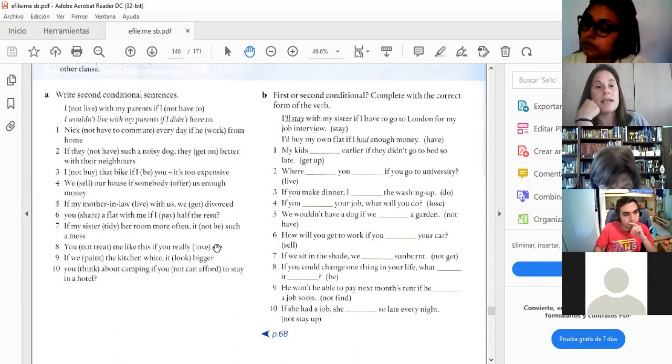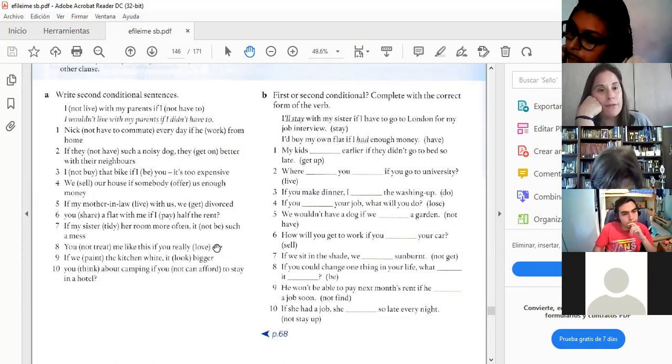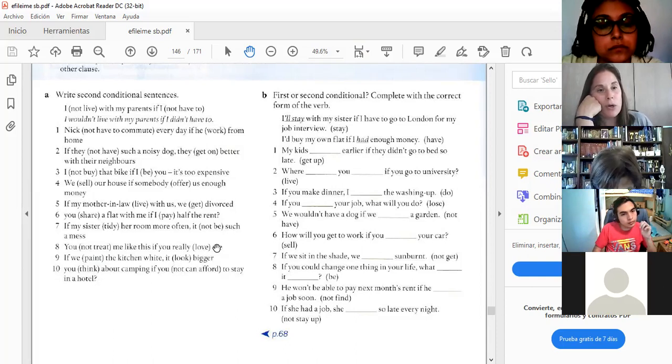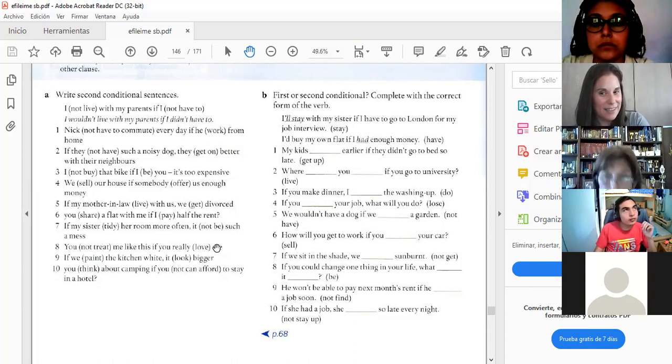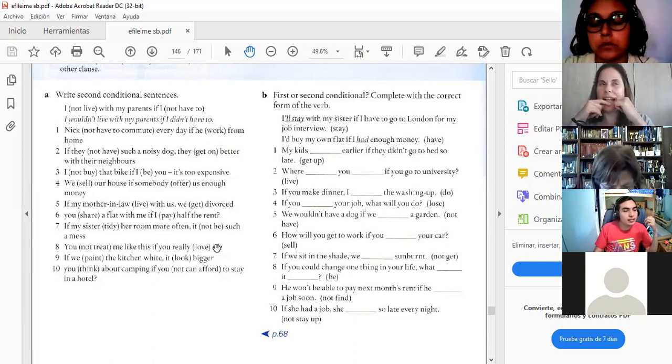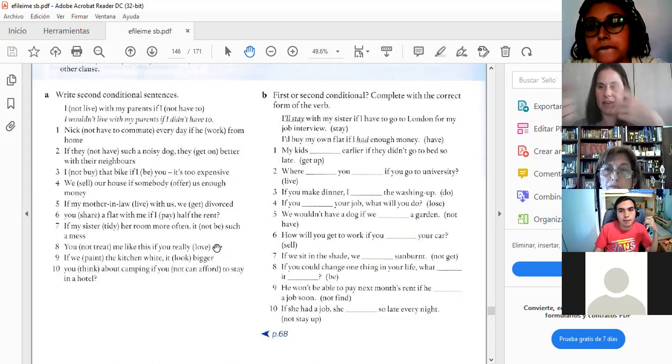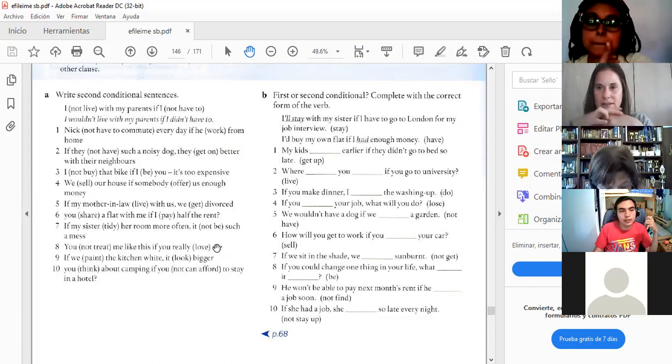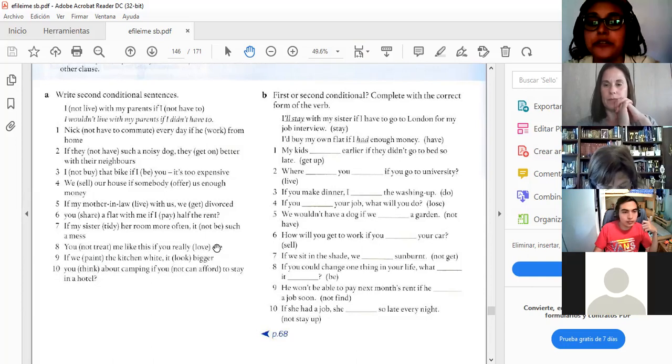Number 1, it says, "Nick (not have to) commute every day if he (work) from home." Do you know what is commute? We saw it last class. Do you remember the last class or the previous class before last class? To commute is to go and come back from work every day. It's especially for work.